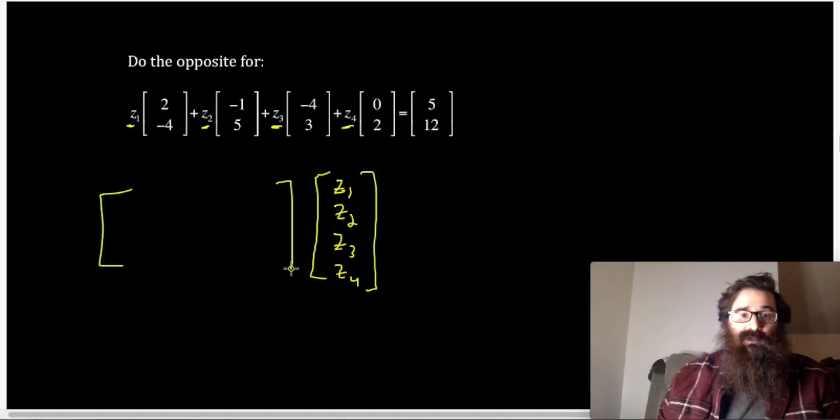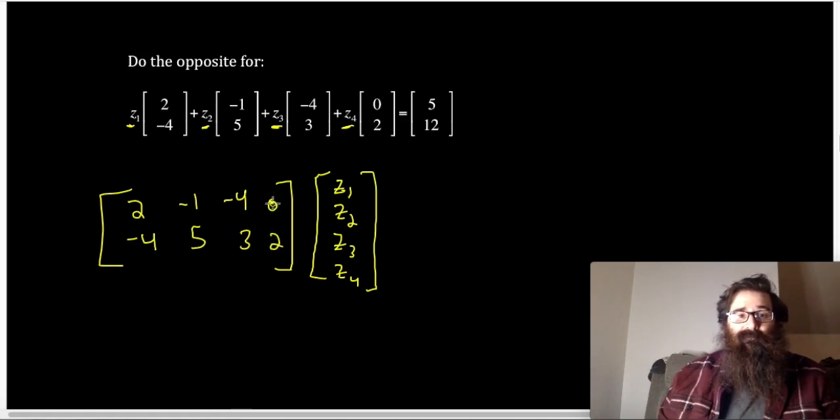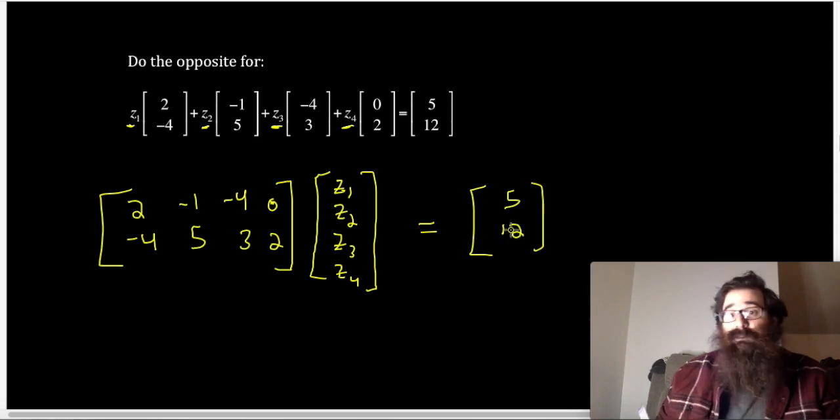So here's where my matrix should be. And to build my matrix back, I just want to remember that these column vectors should be the columns of the matrix. So that first column, if I assemble it back, should be 2, -4. The second column should be -1, 5. The third column should be -4, 3, and the fourth column should be 0, 2. So here I have another way of writing it: Ax is really this left-hand side, and then equals B is still the same. It's still just 5, 12. So that's still the same.